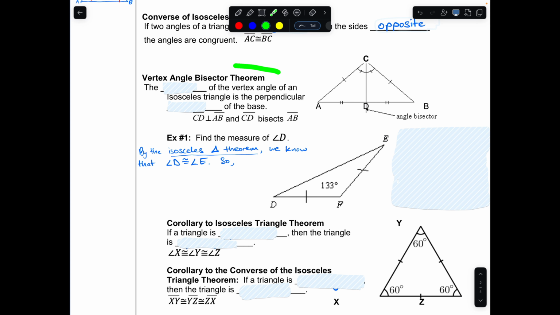We also have a vertex angle bisector theorem. So the vertex angle, remember, is the connecting angle of the two legs of an isosceles triangle. And the bisector of the vertex angle, this line segment that cuts the angle in half, is called the bisector. It is also the perpendicular bisector of the base. So it's perpendicular to the base, crosses at 90 degrees, and it cuts the base in half. So AD is congruent to BD.